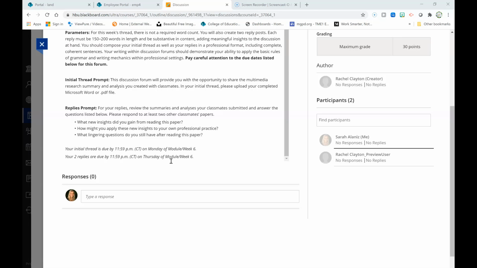So this will be a wonderful opportunity for us as a class to engage in reflecting upon the excellent research you have discovered and analyzed, that you have presented through your multimedia research summary and analysis. And this will hopefully open the door to some excellent conversations that will allow us to further expand our knowledge of multimedia applications within educational settings.